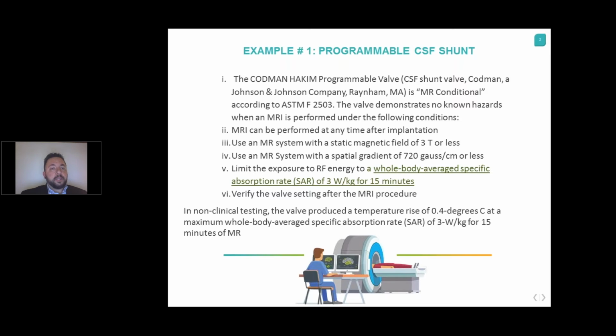Statement as far as the testing: whole body SAR of 3 watts per kilogram, 15 minutes of MR scanning, realized a 0.4 degree Celsius temperature increase. So the application is we stay within these guidelines.